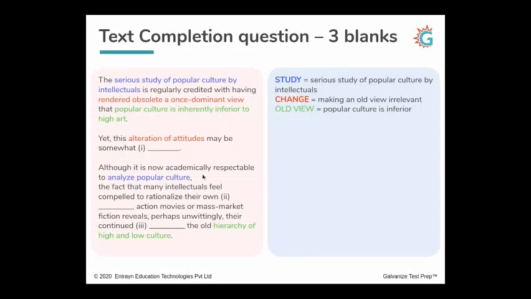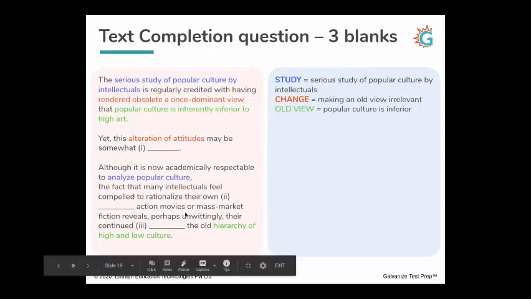Although it is now academically respectable to study, the fact that many intellectuals feel compelled to rationalize their own blank action movies or mass market fiction. Now comes action movies and mass market fiction. It refers to popular culture. Perhaps unwittingly, they continued blank the old hierarchy of high and low culture.